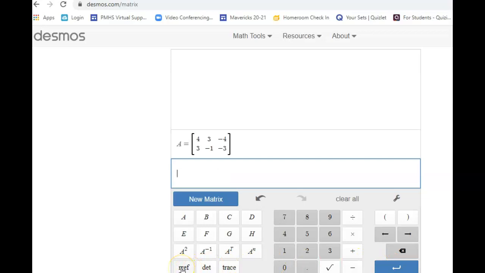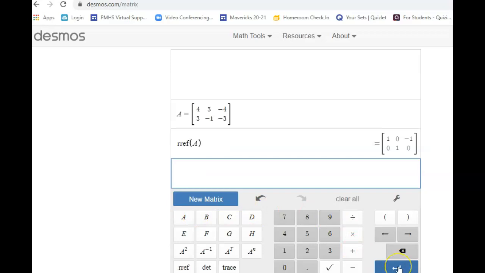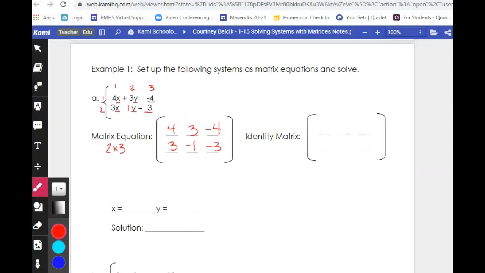I go to rref. I want to reference the name of the matrix. This is matrix A. There's my identity matrix. So my first row is 1, 0, -1. And my second row is 0, 1, 0. So I have 1, 0, -1, and 0, 1, 0.